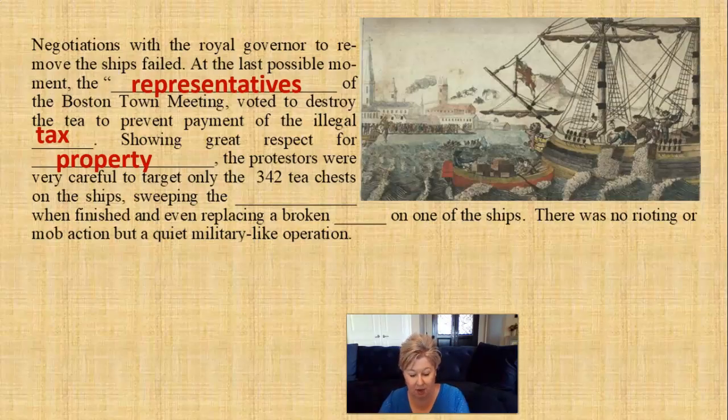The folks who came on board requested keys so that they could unlock the holds and not do damage, not hack through doors or anything like that. They were given the keys so that they could access the cargo holds. They relocked them when they were done. They swept the decks, neat, orderly, quiet. They said the only sounds you could hear were the hacking open of the tea chests and dumping into the harbor. Let me fill in some blanks for you. Sweeping the decks. There was a broken lock on one of the ships and it was replaced. No rioting, no mob action.